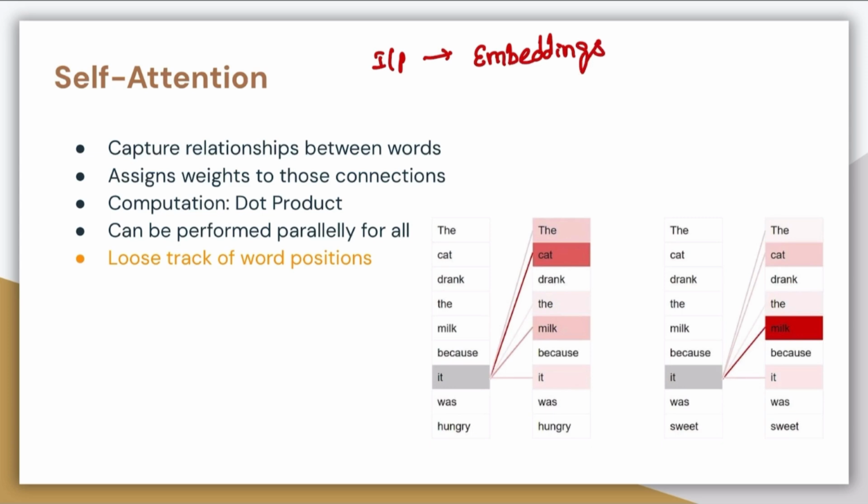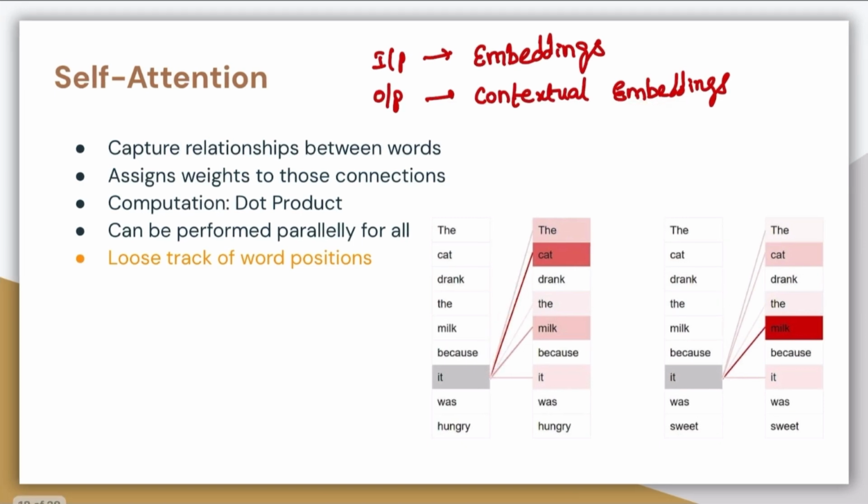What is the output we need from self-attention? The output also needs embeddings, but contextual embeddings. That means instead of general embeddings, where the embedding layer gives just a unique representation for each word, we need contextual embeddings where each embedding understands or represents how close it is to the other words.